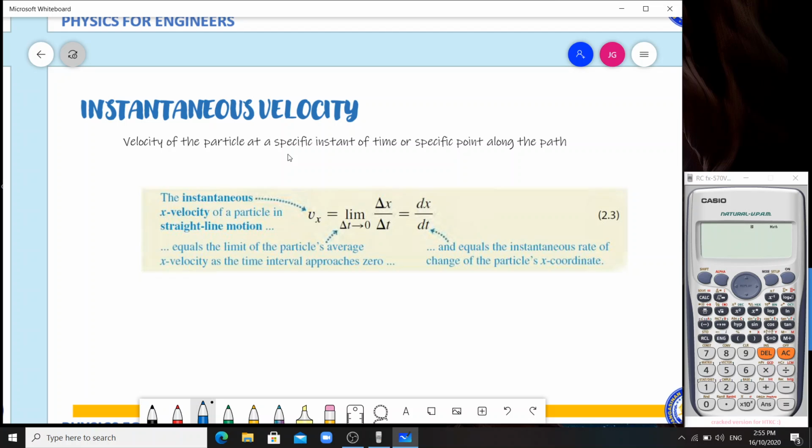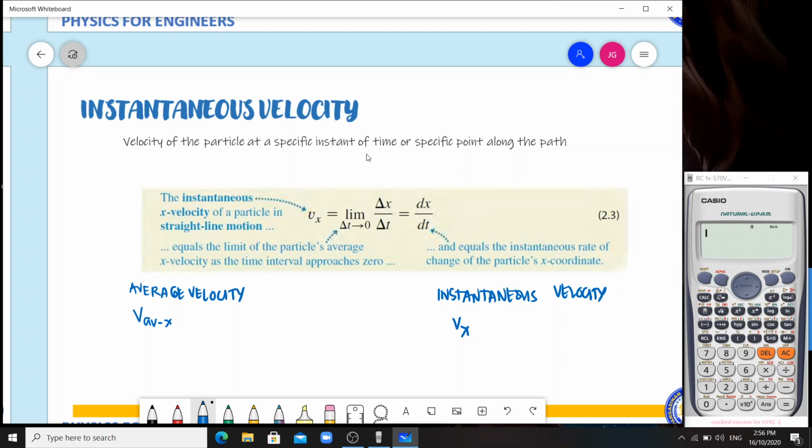Okay? Next, when we say instantaneous velocity naman, it is the velocity of the particle at a specific instant of time or specific point along the path. Okay? Kung ang average velocity, yan ang average velocity. At ito naman si instantaneous velocity. We denote this as Vx only.